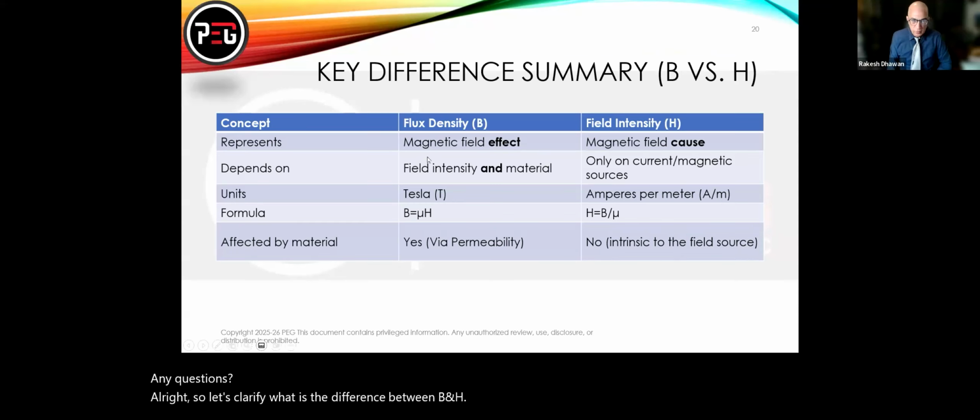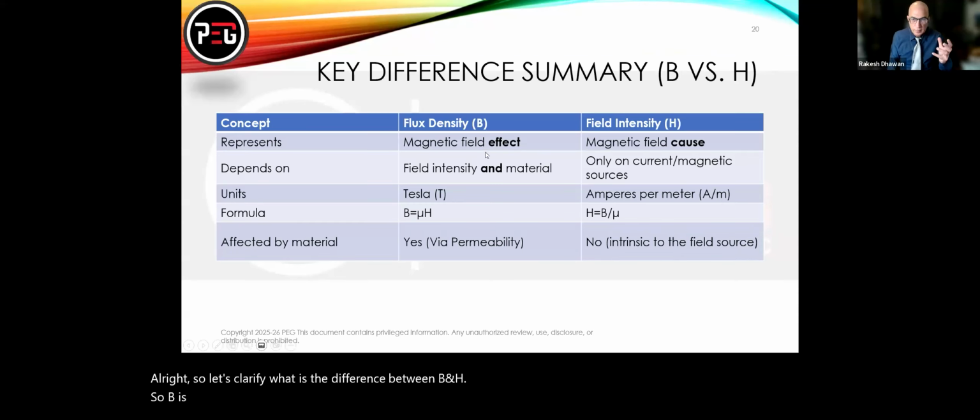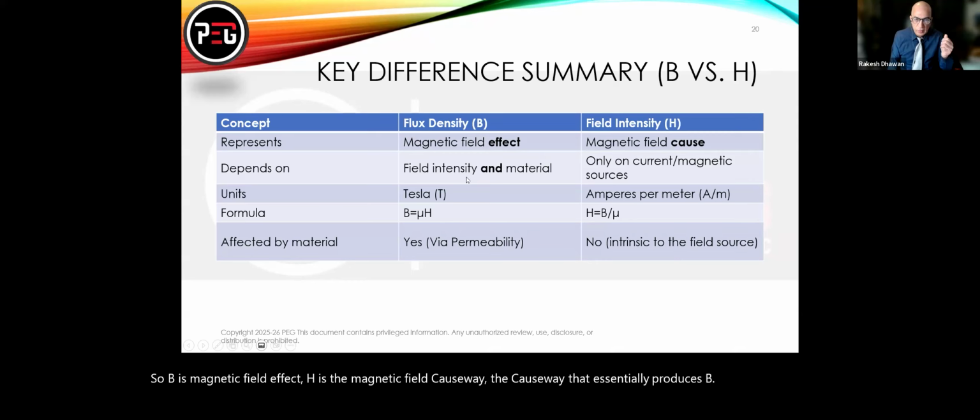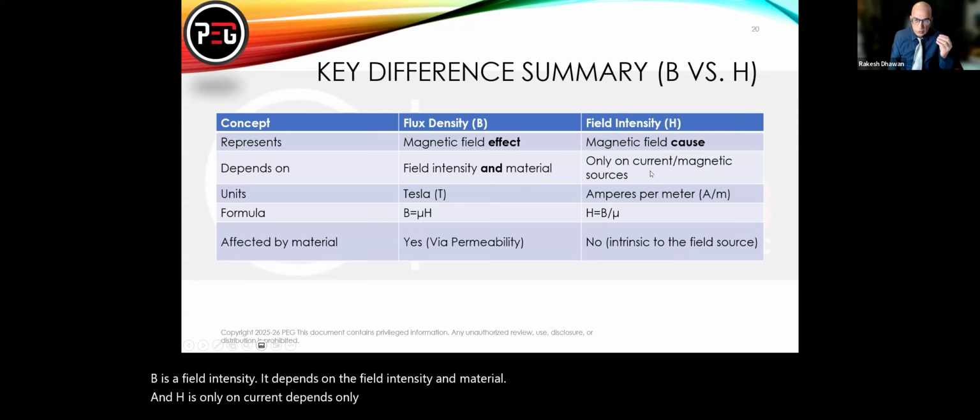All right. So let's clarify the difference between B and H. B is the magnetic field effect. H is the magnetic field cause, the cause that essentially produces B. B is the flux density. It depends on the field intensity and the material. And H depends only on the magnetic sources, or current sources, right?